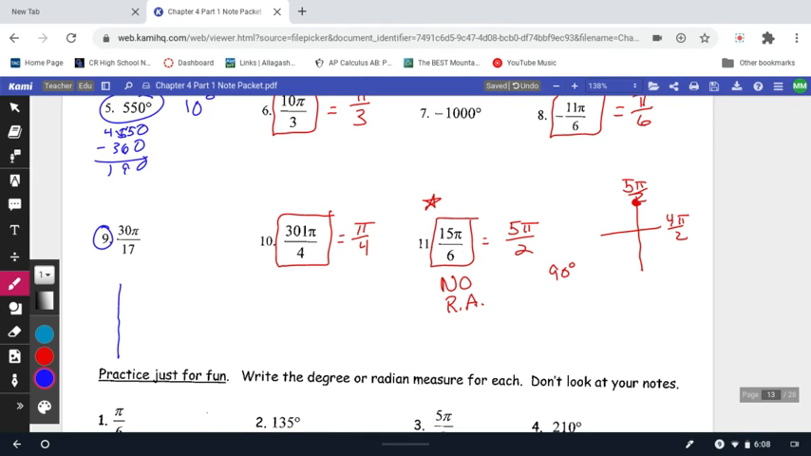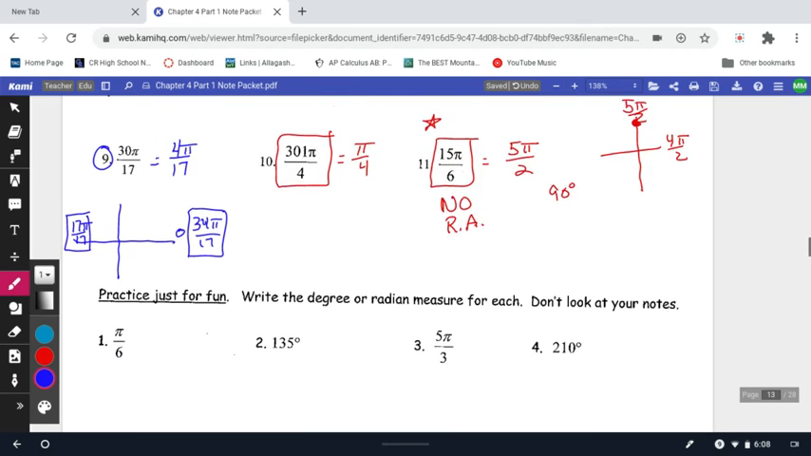All right, 30 pi over 17. And again, what I would do with this is I would just make these 17ths. This right here, if you went twice around and it's over 17, 17 times 2 is 34 pi. Now, 30 pi over 17 is closer to 34 than it is to 17. So its reference angle is the difference between them, 4 pi over 17. Okay? All right, so that's pretty much all we have to do.